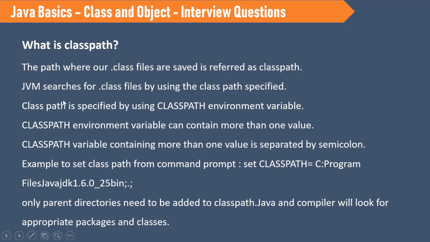during runtime. JVM searches for the .class files by using the class path specified. Class path is specified by using the class path environment variable. This we used to do earlier, but not now. The class path environment variable can contain more than one value. A class path variable containing more than one value is separated by semicolon. Example, set classpath. This is the command we used to run using the command prompt in the earlier days, but now using Eclipse we don't need to do this.